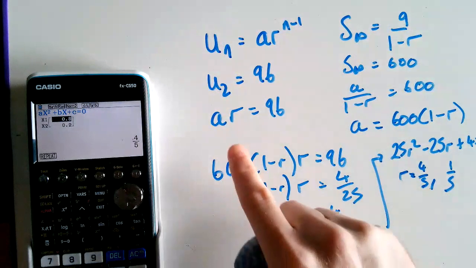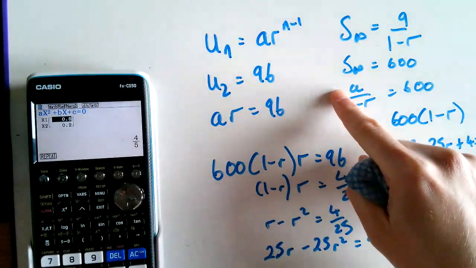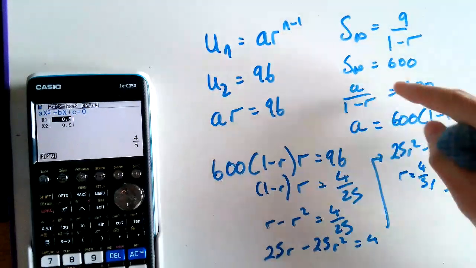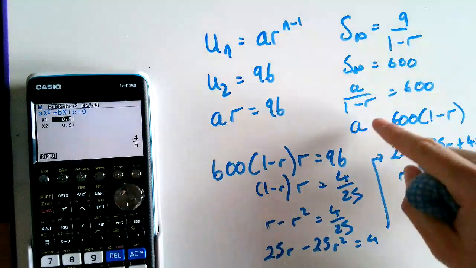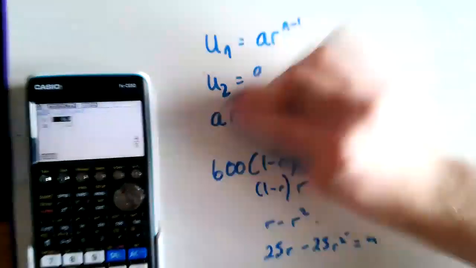Now you could have made A equal 96 over R and sub it into there, but then that might be a bit trickier to solve because you'd have a fraction and a fraction. That's why I made this one as A equals. So it doesn't matter, you'll still get the same answer both ways.